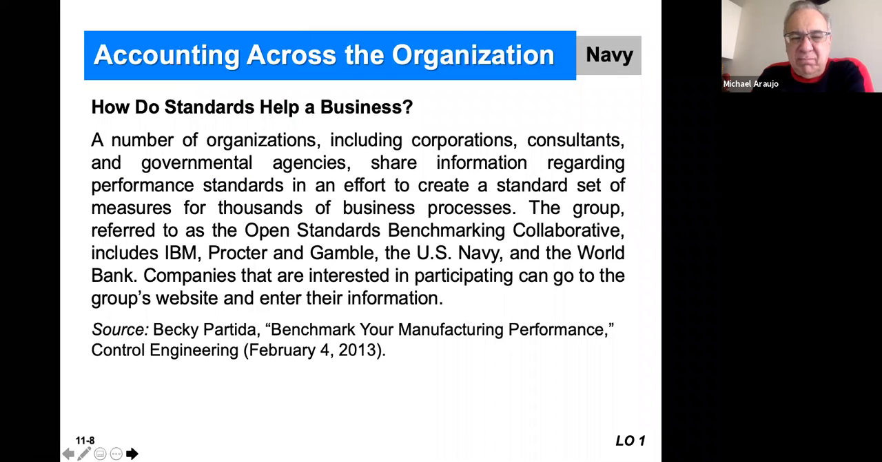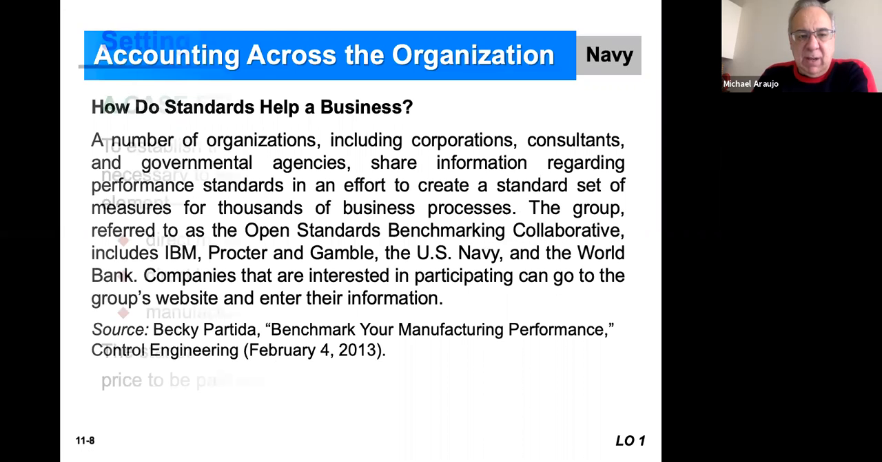This is a little vignette in your book about how standards help businesses. There's a group that's organized called the Open Standards Benchmarking Collaborative, and they are really good at sharing information about performance standards in their particular industry. It's very interesting that other companies will look at these as benchmarks. Your book introduces you to that a little bit, but not much we're going to use here.